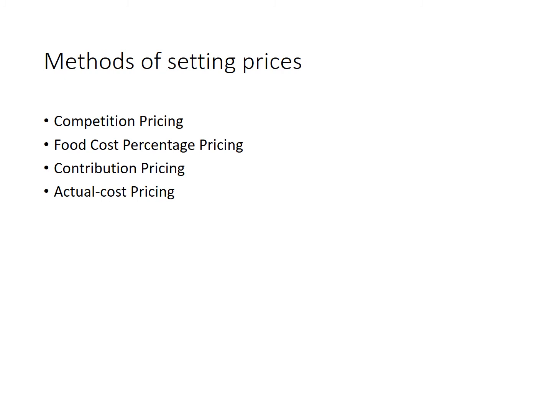Methods of setting pricing. Now we're going to look at 4 different methods of setting pricing. So what should be your sales strategy? Competition pricing, food cost percentage pricing, contribution pricing, and actual cost pricing. So how are we going to cost it? And again, this also depends upon the type of restaurant that you have, the position of your restaurant in terms of how you're selling your restaurant. Are you looking for market penetration? Are you looking for the mid-market range? Are you looking to be slightly competitive? Are you looking for niche marketing?